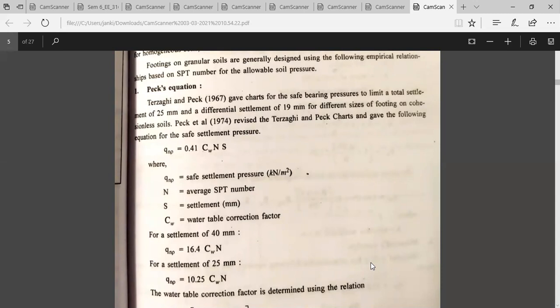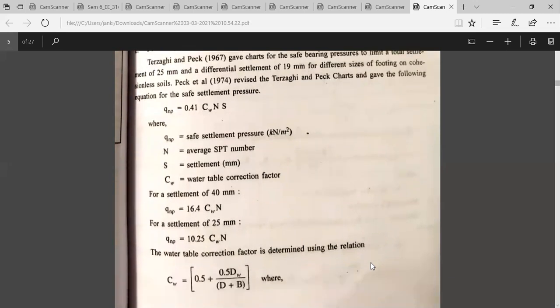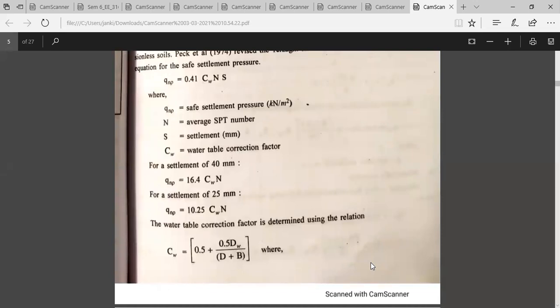Peck in 1974 revised the Terzaghi and Peck charts and gave the following equation for the safe settlement pressure, right? The equation is q_np = 0.41 Cw N S, where q_np is the safe settlement pressure measured in kilograms per meter square, N is the SPT number, S is settlement measured in mm, Cw is the water table correction factor. So for the settlement of 40 mm, the equation is 16.4 Cw N. For settlement of 25 mm, the equation is 10.25 Cw N.